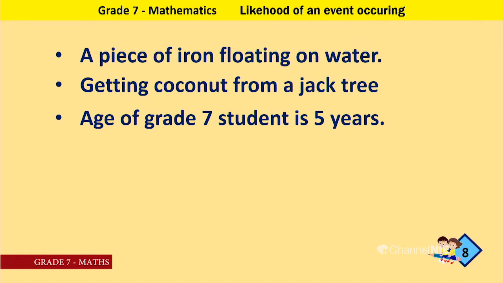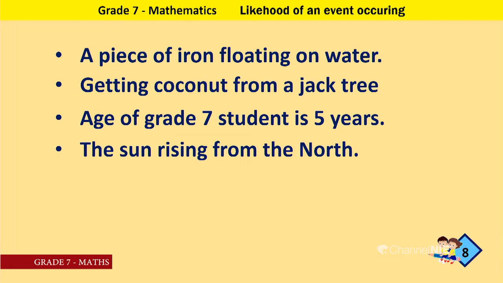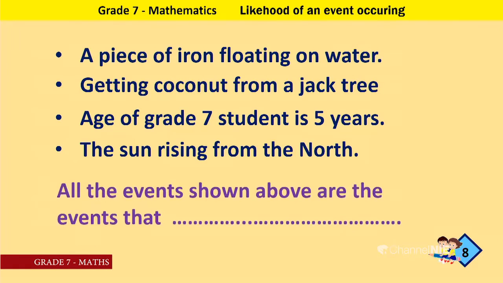Age of a grade 7 student is 5 years. Now all of you are in grade 7. Is your age equal to 5 years? No, that is also an event which would never happen. Next one, the sun rising from the north. Once again, we all know that each and every day the sun would rise from the east. So the sun rising from the north is also wrong. Therefore, we can say all the events shown above are the events that definitely do not occur.